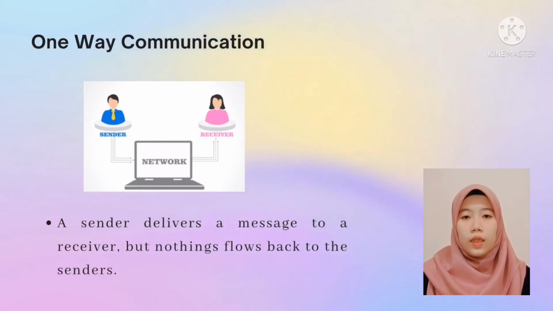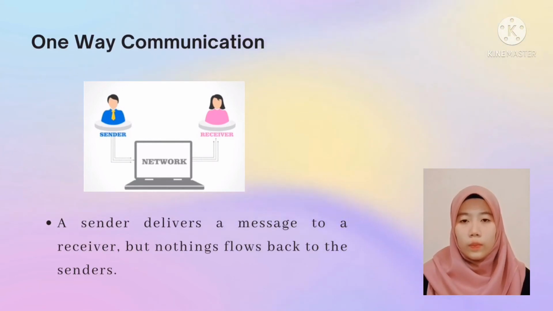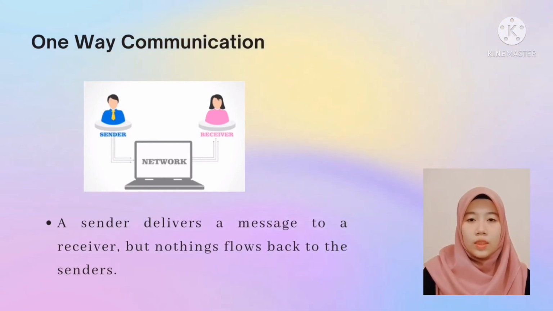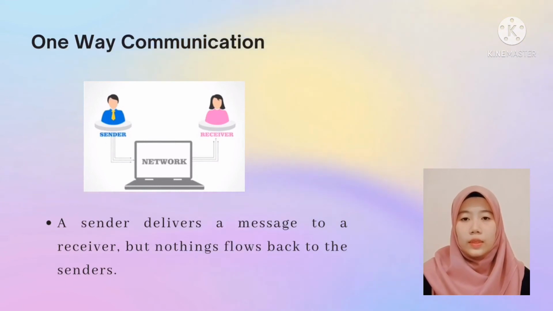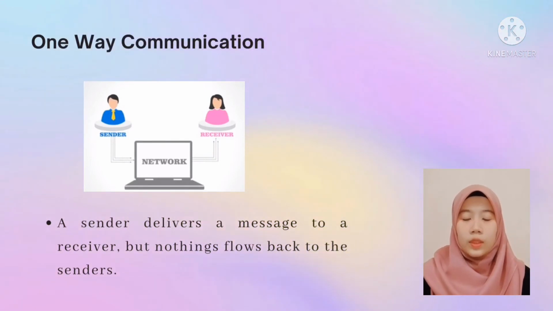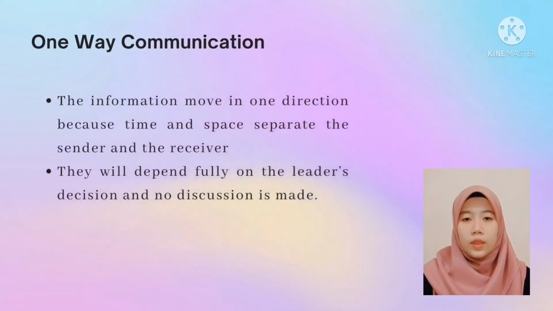When communication is lacking, important information can be misinterpreted and can cause barriers that hinder the progress of the company. There are two types of communication. First is one-way communication and second is two-way communication. One-way communication is when a sender delivers a message to the receiver but nothing flows back to the sender. It happens in certain situations, for example, when reading books, newspapers and websites. The information moves in one direction because time and space separate the sender and the receiver.